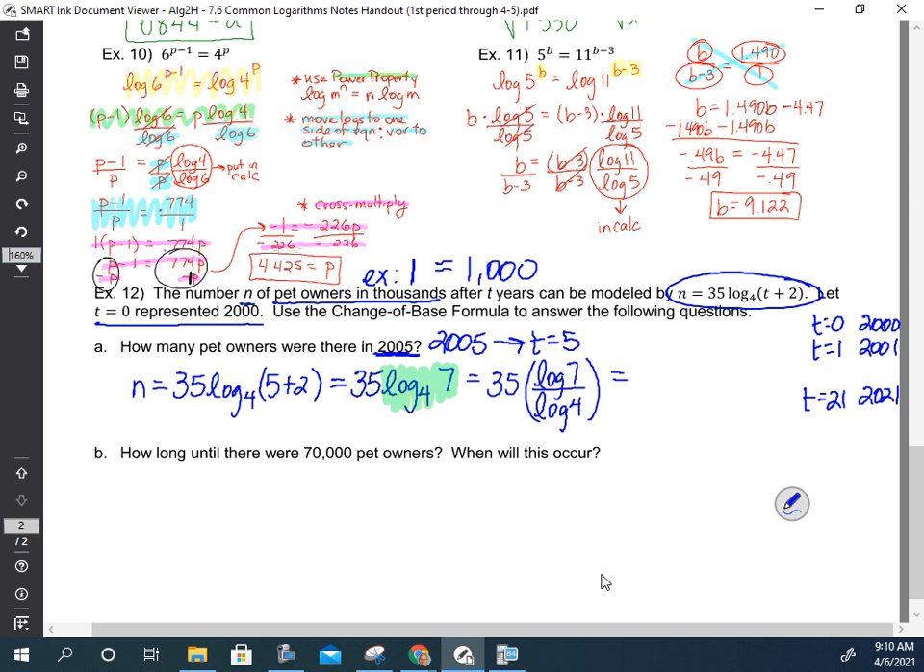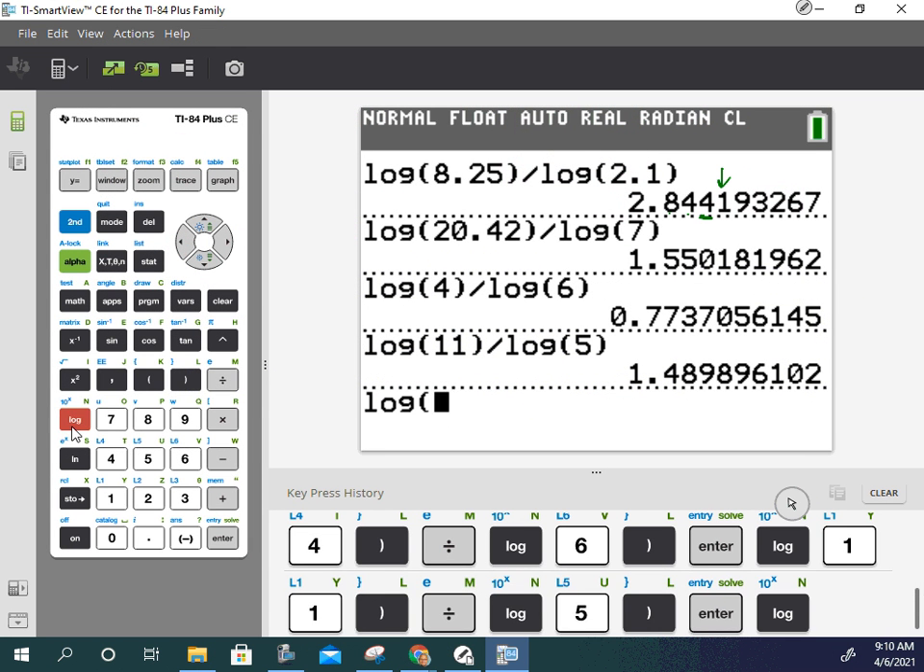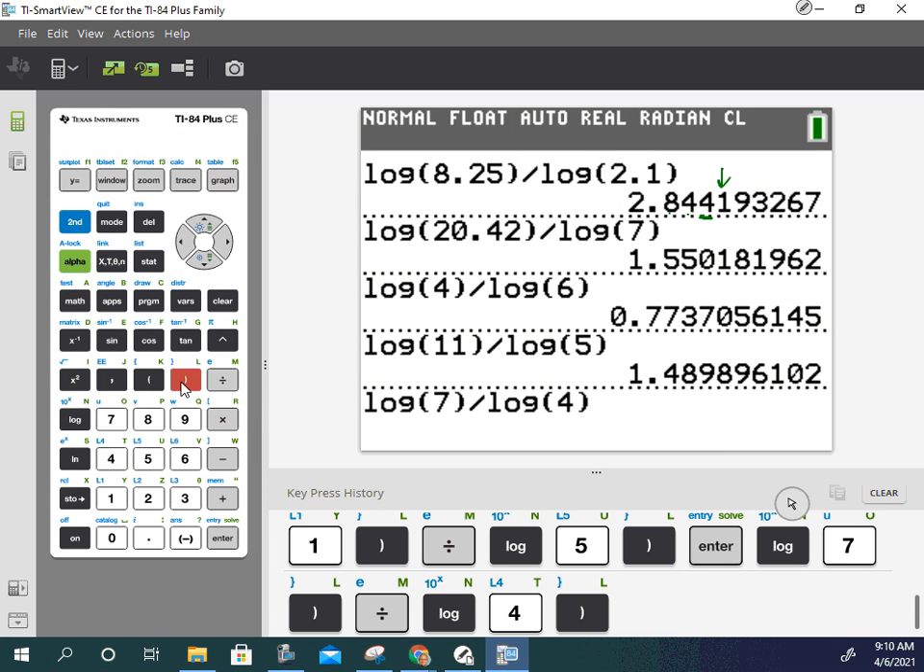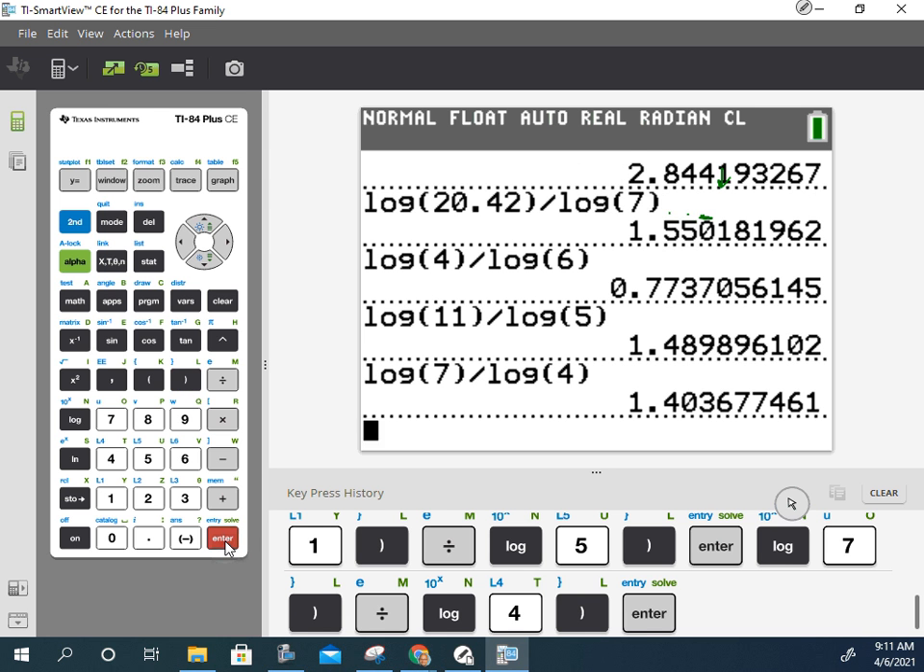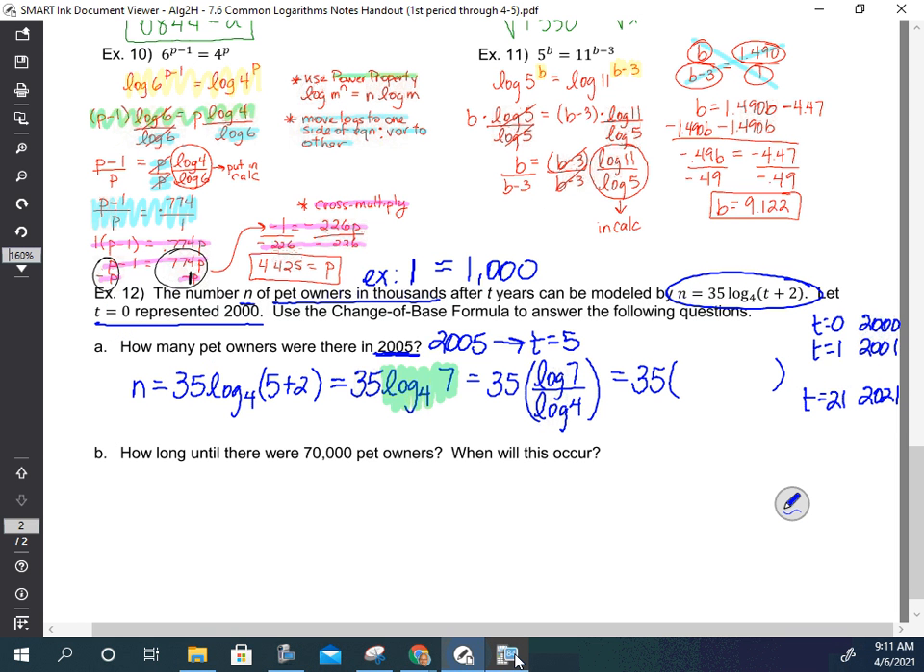But if we do this correctly, we can let the calculator basically handle the rest of this. So log of 7 divided by log of 4. This is 35 times log of 7 divided by log of 4, which is 1.404. Multiply it times 35. You get 49.14.